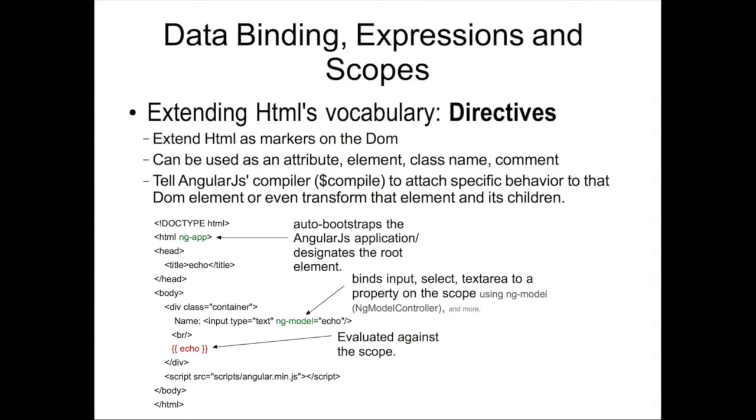This one, ng-app, is required. That is what bootstraps your application. It designates the root element. It doesn't necessarily need to be on the HTML tag. It could be somewhere else, but that's where your Angular app hooks in and lives. This one, ng-model, is specifically tailored to bind to inputs, selects, text areas, and more. And then this is evaluated against the scope.